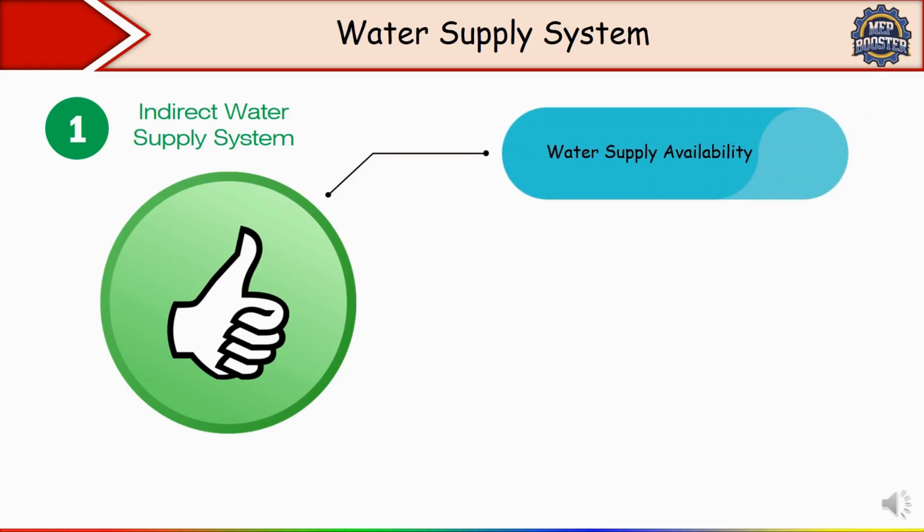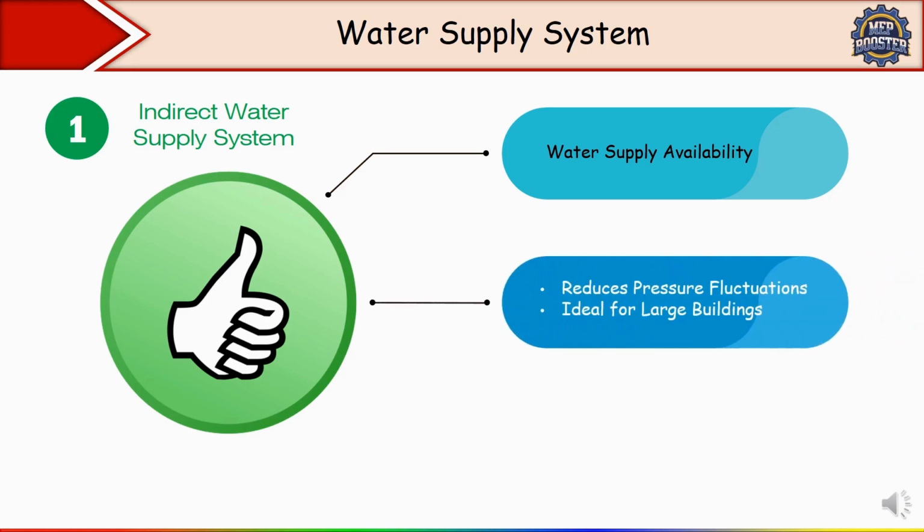So the first advantage is given here, water supply availability. It ensures continuous water supply even if municipal supply is interrupted. Second, it reduces pressure fluctuation. As you know, the overhead tank provides stable pressure and avoids direct dependency on the mains. Okay, and it is ideal for large buildings. It is suitable for multi-story buildings like hospitals, hotels and industries.